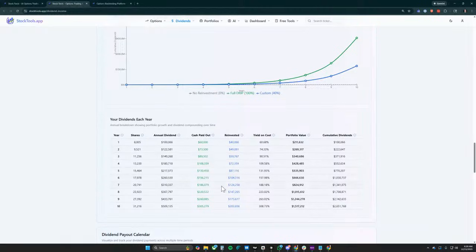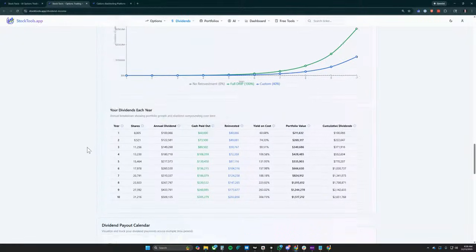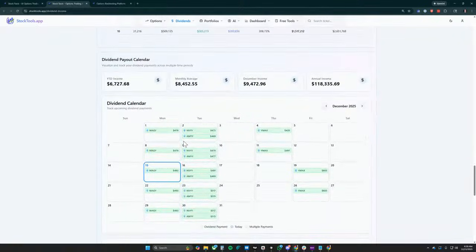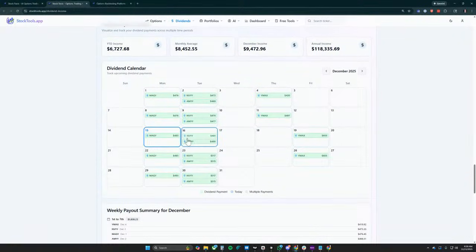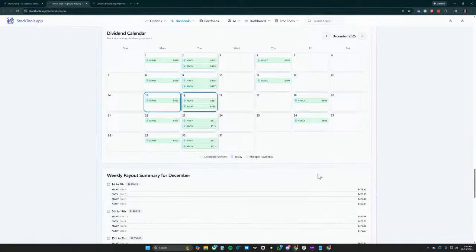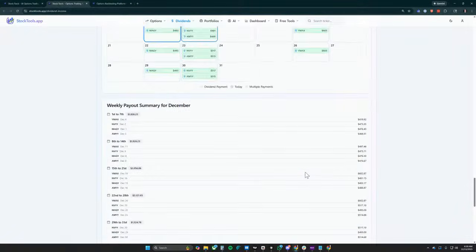And similarly, they're just trying to show a breakdown of here's the annual dividend, here's the cash paid out, reinvested, yield on cost, all that stuff. And similarly, just trying to explain all of these different calculations and breakdowns, and then calendar mode as well, so you can see, oh, look at that, when all your payouts are coming, and more.